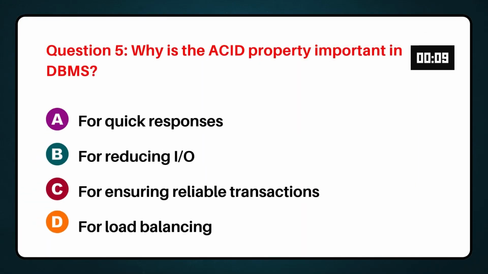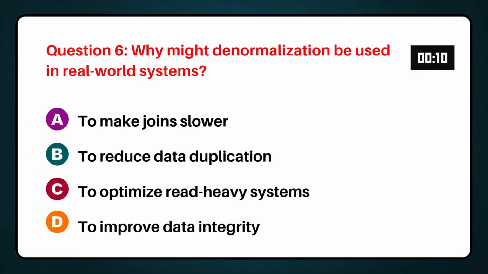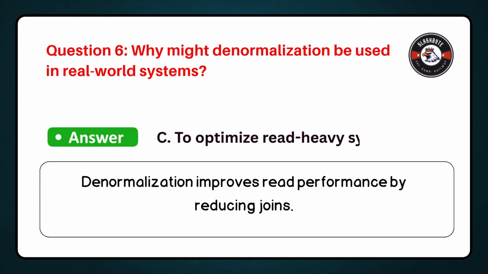Question 5. Why is the ACID property important in DBMS? Correct answer, C. For ensuring reliable transactions. Question 6. Why might denormalization be used in real-world systems? Correct answer, C. To optimize read-heavy systems.